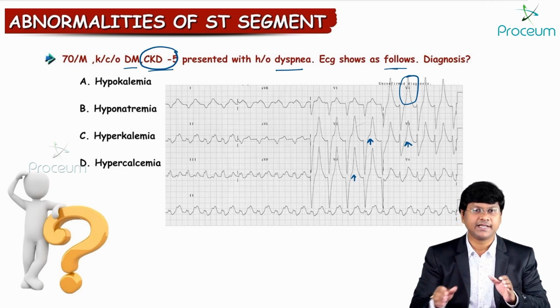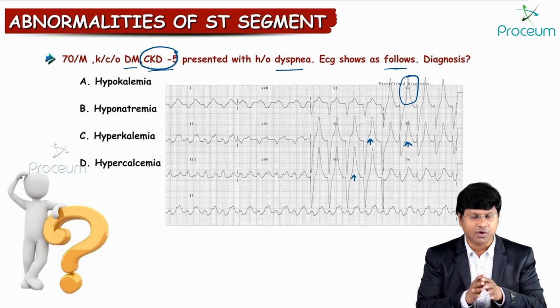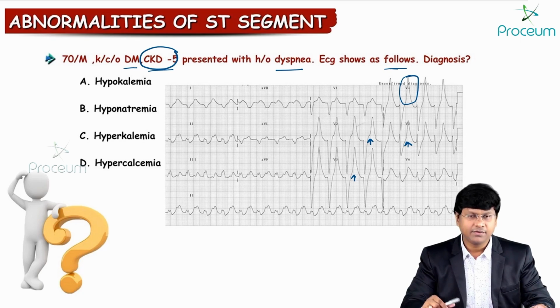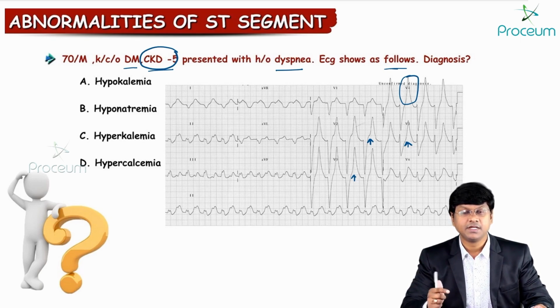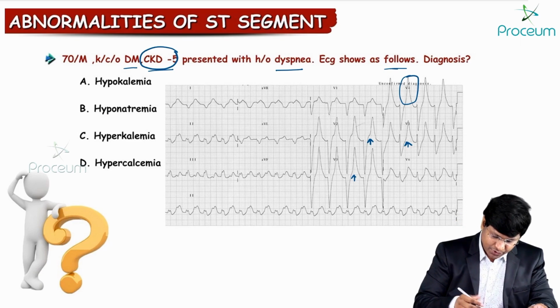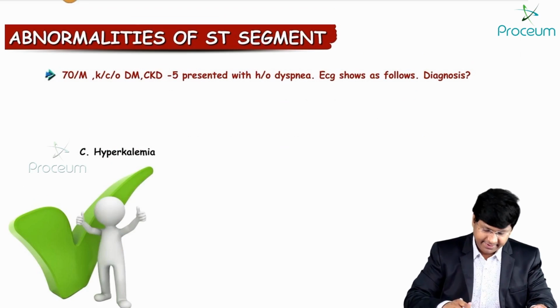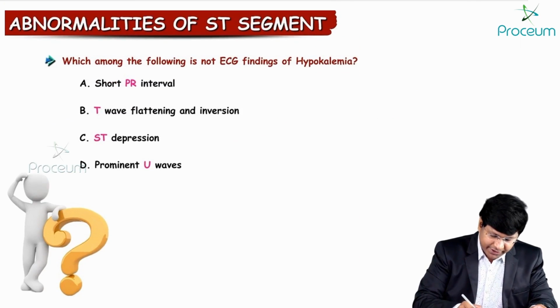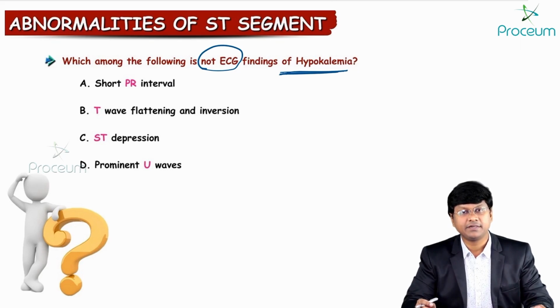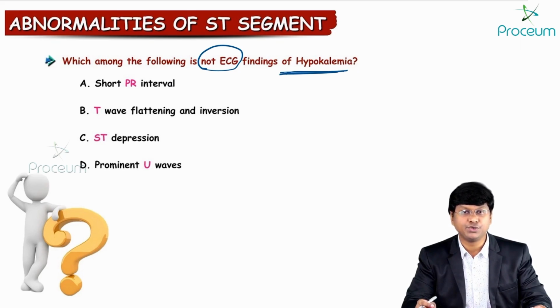Now at this juncture, let me discuss all the other ECG changes in both hyperkalemia as well as hypokalemia. One we have discussed, that is ST segment elevation. Now what are the other ECG changes in both hypo and hyper? Let me complete it at this juncture itself. So the next question is, so the answer in this is hyperkalemia. The next question is, which among the following is not an ECG finding in hypokalemia? You see that question, hypokalemia. Short PR interval, T wave flattening and inversion, ST depression, the prominent U wave.